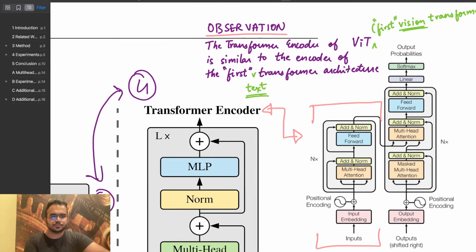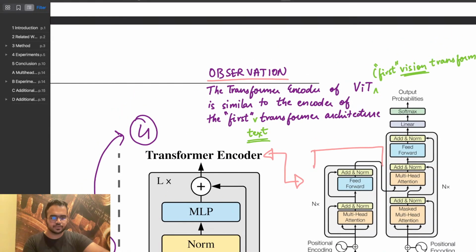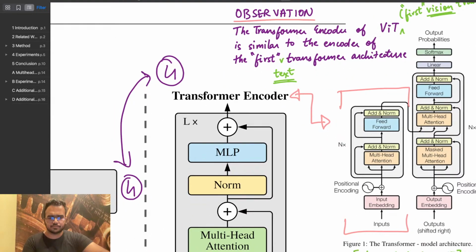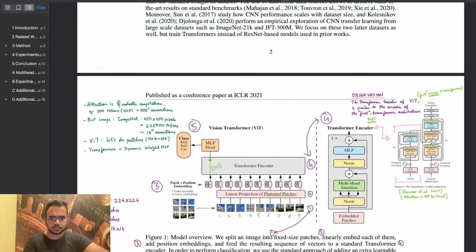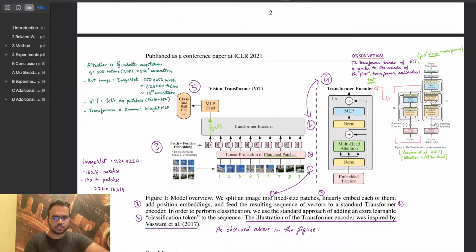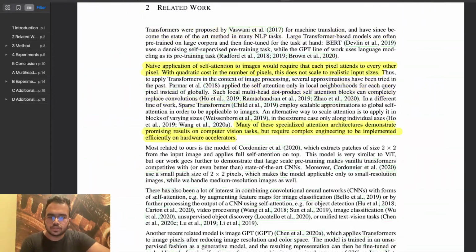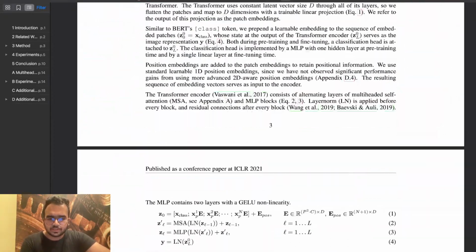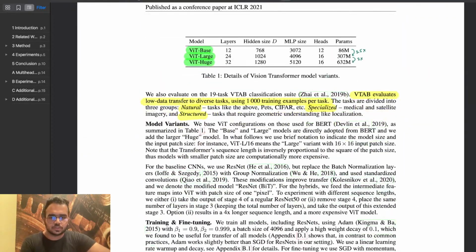And yeah, the observation was just that both of the encoders are very similar to what they were, and that was actually the main point that they wanted to make: okay, let's just use the same transformer encoder and we'll see what happens, right? Yeah, the figures are really informative here, so we'll just go ahead and look at those.